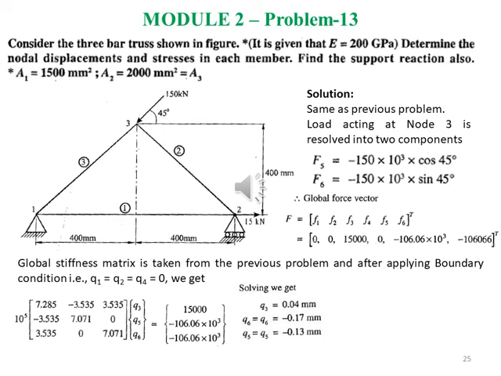So the rest of the procedure remains the same. We are substituting only the load vector. Everything else is similar to the previous problem. So we are substituting the load vector and calculating the values for Q3, Q6 and Q5. So Q3 value we get as 0.04 millimeters, Q6 minus 0.17 millimeters, and Q5 minus 0.13 millimeters.